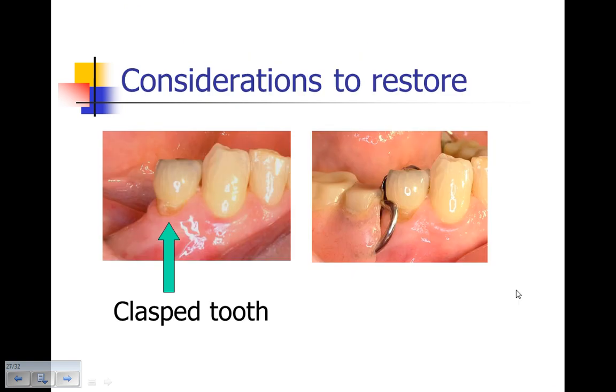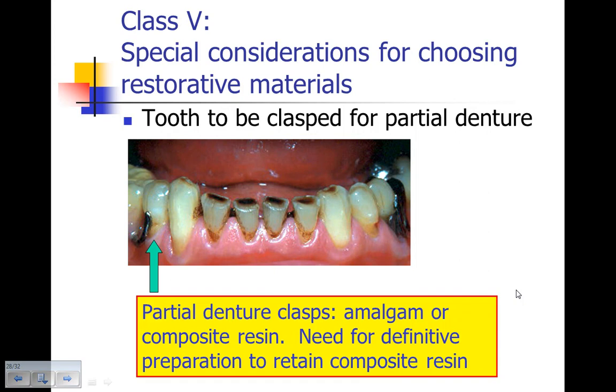Or consider when we're going to place a Class V on a tooth that already has an existing clasp for a partial denture. In fact, the choice of restorative material for areas where the partial denture will be applied as a clasping area, as a rest area, would be either amalgam or composite resin, and not glass ionomer.